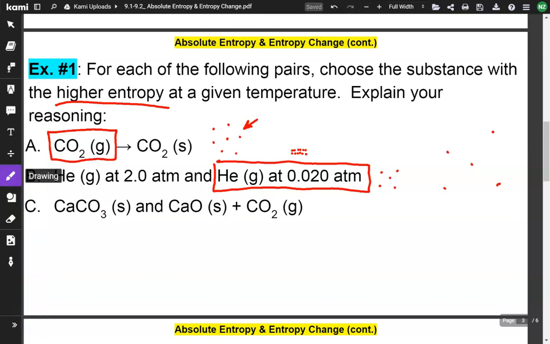All right, in our third example, we have two things. We have calcium carbonate, and then we have calcium oxide and carbon dioxide. Now, the only one that's a gas is our carbon dioxide. Actually, these two are kind of coupled together. So the second choice here, that's calcium oxide, and we have CO2, carbon dioxide. Those are coupled together. So the carbon dioxide, because it's a gas, is going to have more disorder.